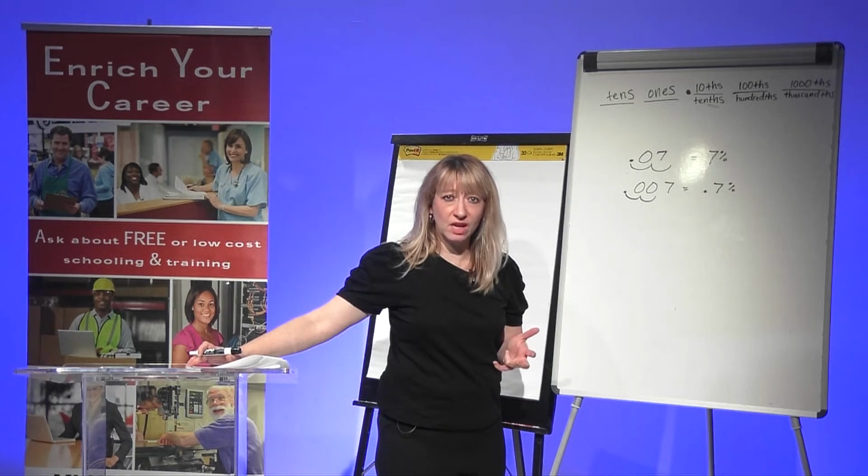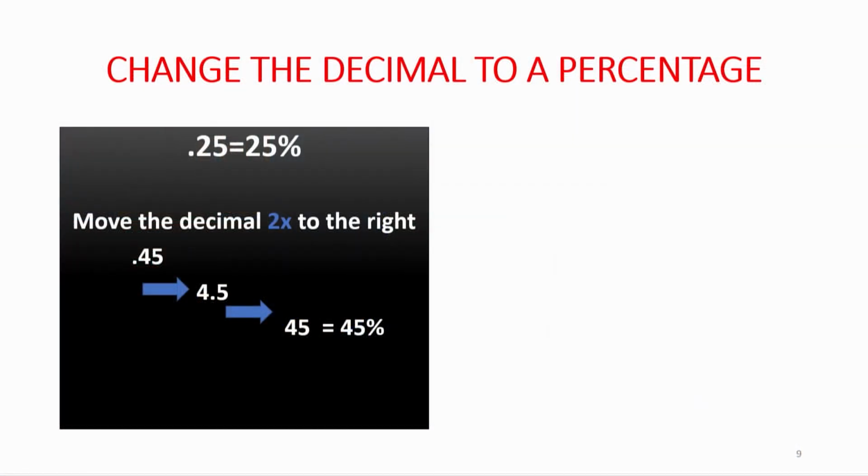So here are just some more examples on the PowerPoint of moving from decimal to percentage. So 0.45, you move that decimal 2 times to the right, and you get 45%. And here are some more examples. 0.02, we moved it 2 times to the right, you get 2%. 1.5, you move it 2 times to the right, and you get 150%.